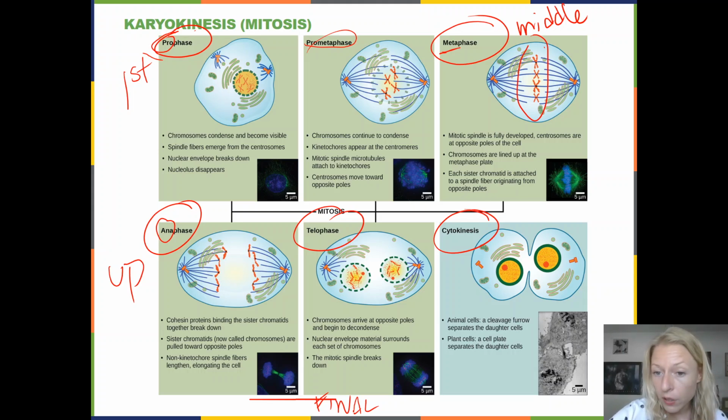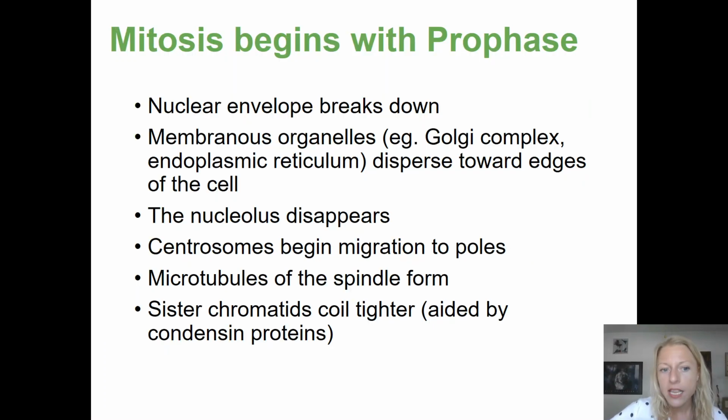This happens differently in animal cells versus plant cells, whereas in animal cells, a muscular contractile ring called a cleavage furrow forms, whereas in plant cells, a cell plate forms and separates the two cell walls. And they're different because animals don't have cell walls and plants do.